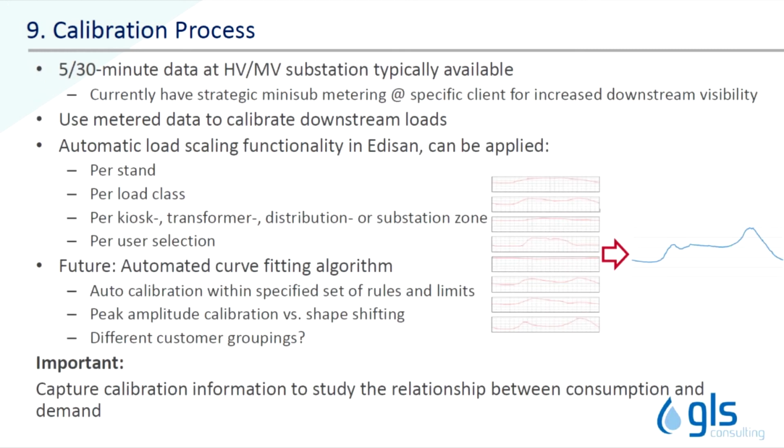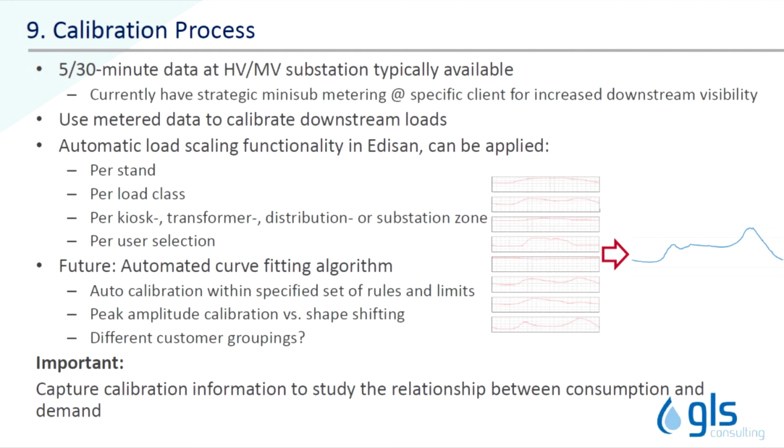So what we do is we typically acquire 5 or 30-minute data at HV/MV substation level, if available from the utility. Currently, we also have an ongoing project whereby we have strategic mini-sub metering for a specific client. Because we are studying load behavior, we want increased downstream visibility, and this will later on be extended up to LV kiosk level, and ultimately also installing meters at end user level to aid us in studying load behavior.